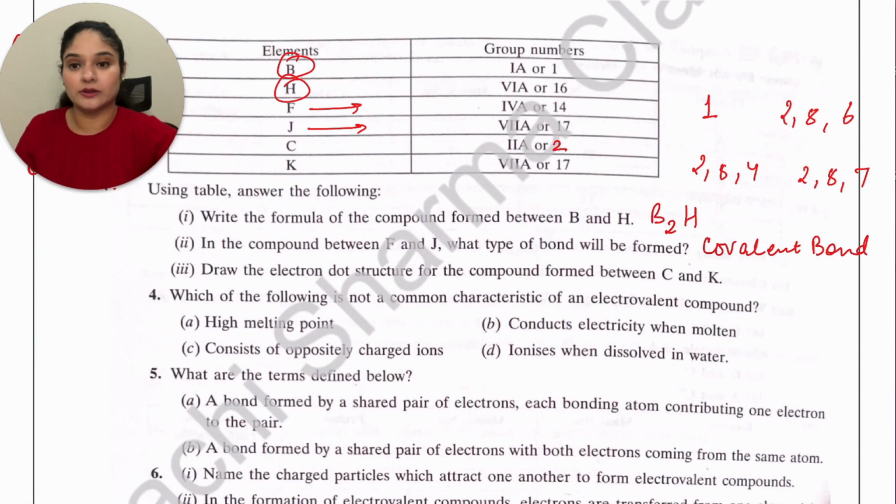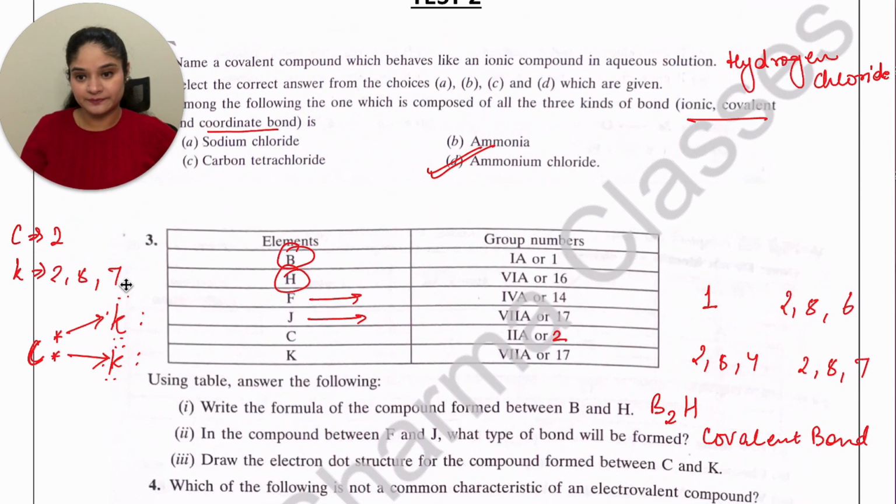Oh, I'm sorry, the compound is not visible. This is the answer. Okay, so now this is the answer for drawing the electron dot structure for the compound formed between C and K.